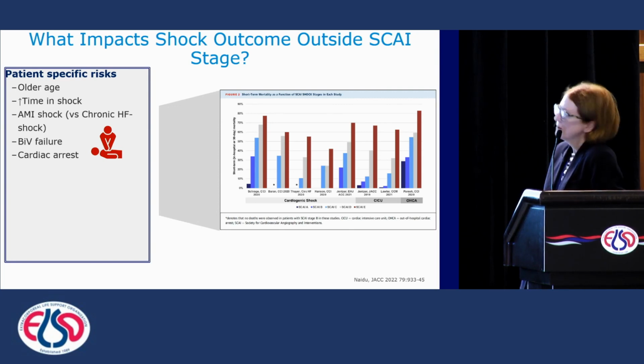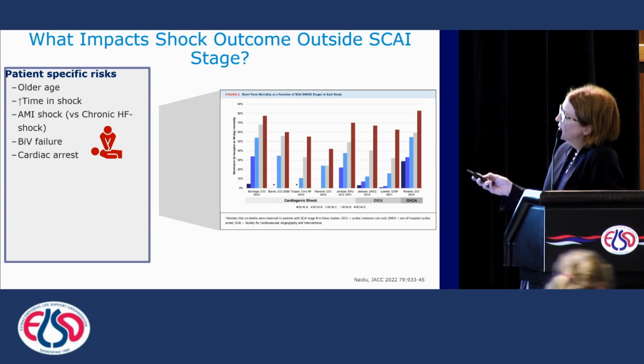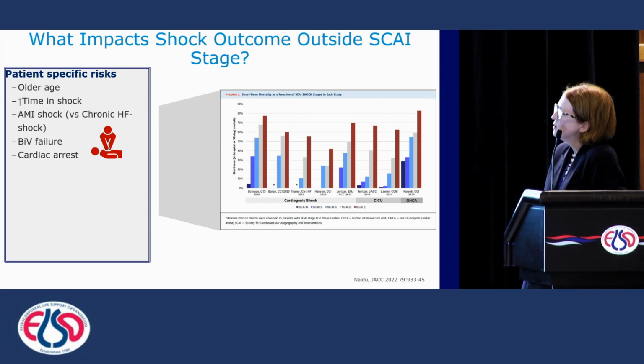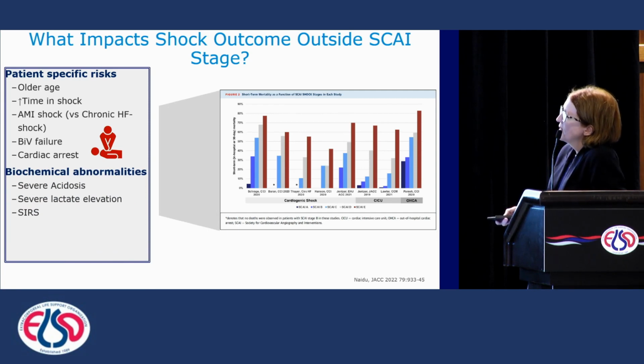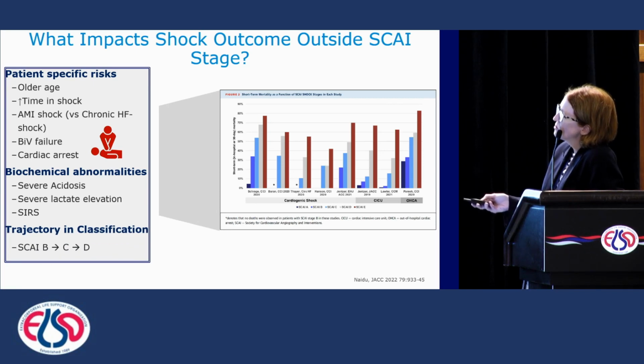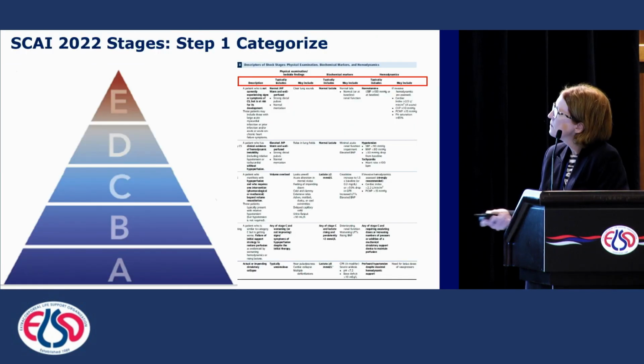The older you are, the longer you're in shock. Typically, patients that come in with acute MI shock versus chronic heart failure with decompensation to shock do worse. If your RV is involved with your LV, importantly, cardiac arrest. Biochemical abnormalities: above and beyond a mildly elevated creatinine or a mildly elevated LFT, if you're severely acidotic, you've got a severe lactate elevation, where we're talking if SIRS or vasoplegia is starting to set in, you're a higher risk patient. And then what is your trajectory over the ICU time?